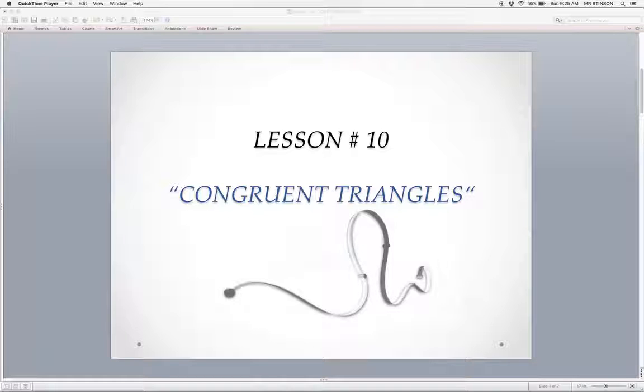This lesson we're going to be looking at congruent triangles. Now you've done this before, but we're going to have to revise it to go further in this chapter. So let's have a quick look.